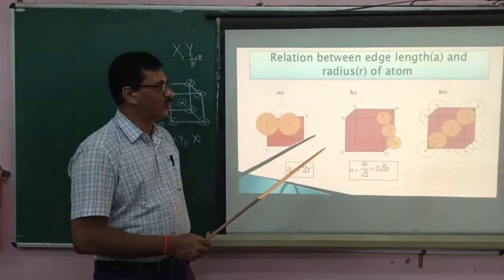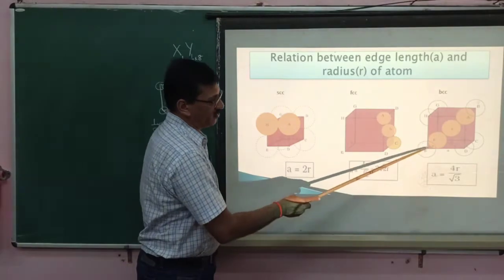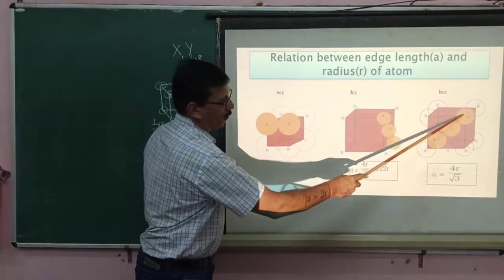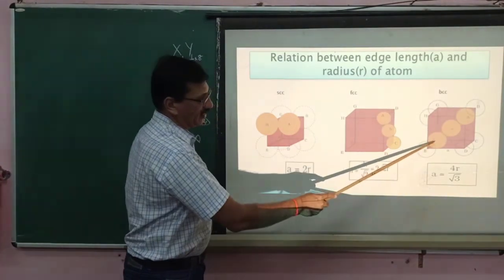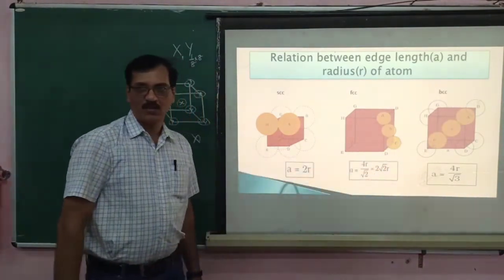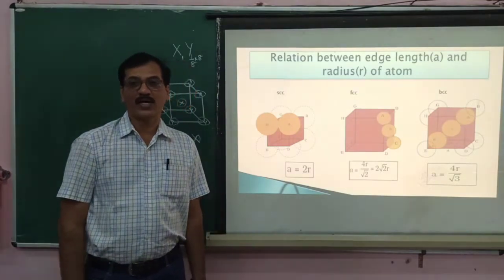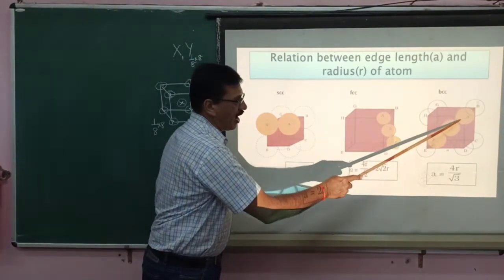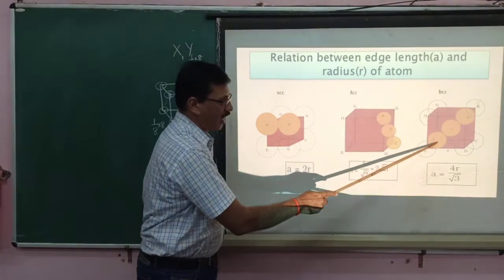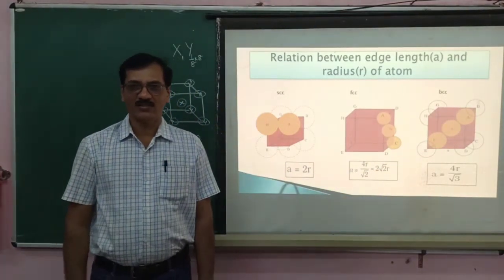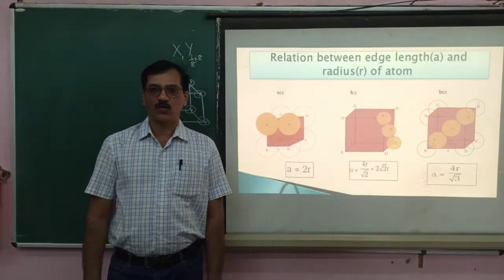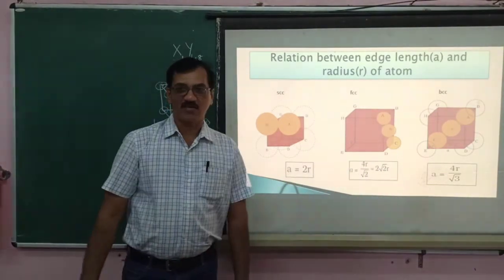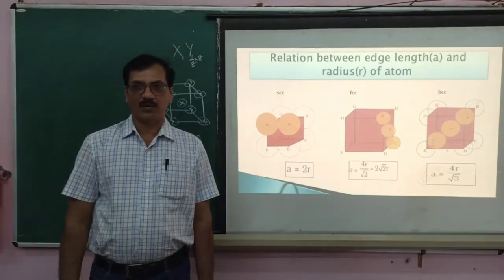Now, coming to the BCC. In case of BCC, the spheres which are touching are along the body diagonal. Okay. The body diagonal is given by root 3a. So, root 3a is equal to r plus r plus r plus r, 4r. That means a is equal to 4r by root 3. So, this is the relationship between edge length a and r to be remembered.